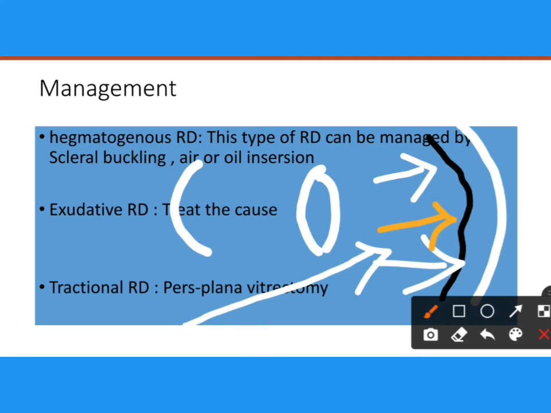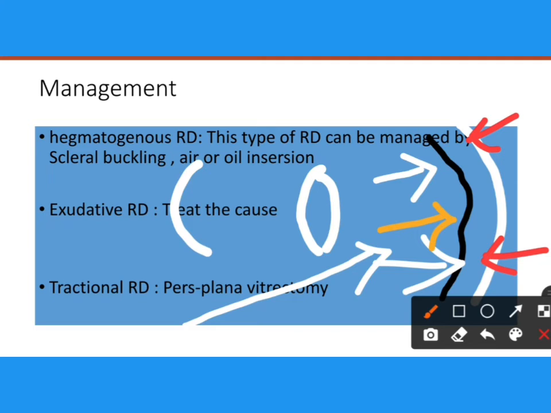Now to move the sclera forward, what we need to do is place a band over the eye, so that the band will move the sclera forward. That is also known as band buckling. Okay, so that band will move the sclera forward, and the air bubble will move the retina backward. So ultimately the sclera, that means the choroid, because the sclera is moving the choroid, and the choroid is moving the RPE layer, and the retina is moving backward.